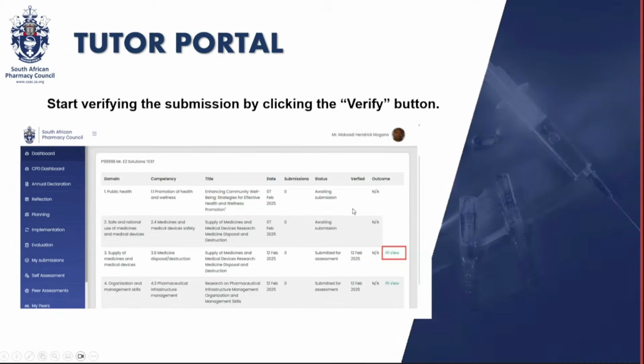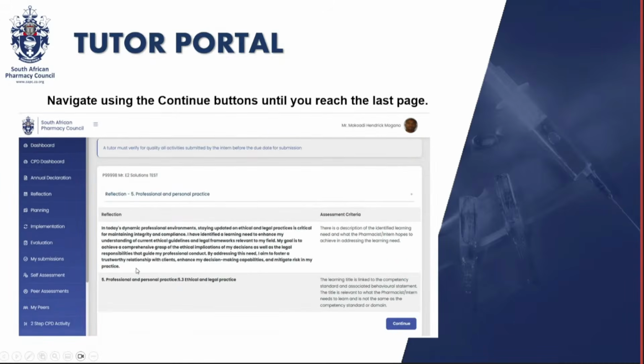Once you have clicked the view, you will be able to see here are the 2 entries that were submitted, which need you to verify. And then you're going to continue again by clicking view for the first entry. And then you will also do the same for the second entry once you are done with the verification of the first. So once you have clicked view, it will take you to the page where the intern has made a submission. And then the pages are separated.